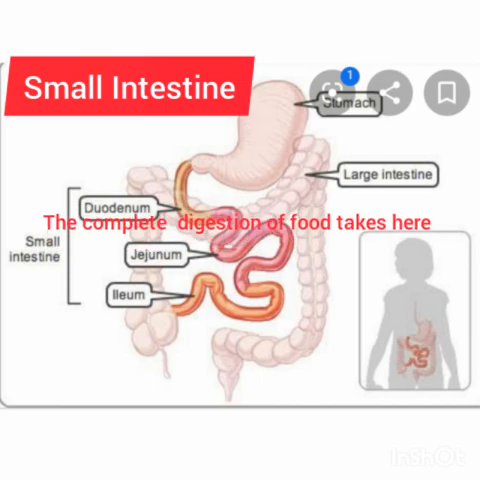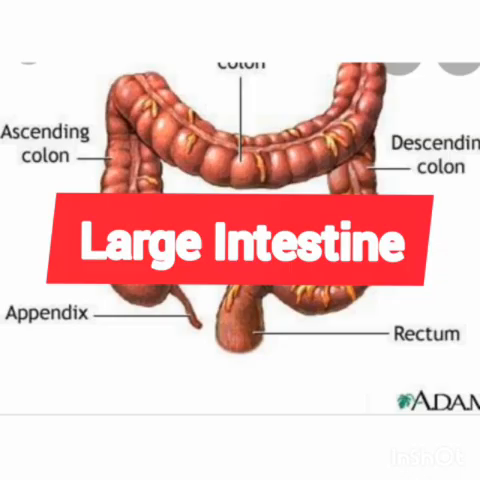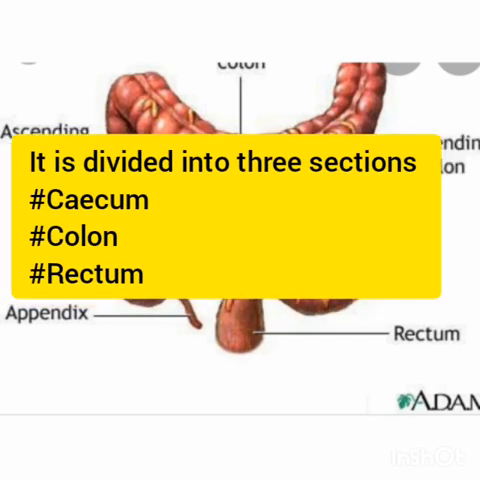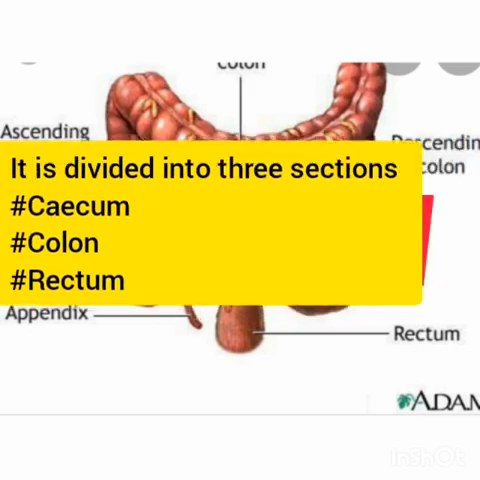Here the complete digestion of food takes place in the large intestine. The ileum opens into the large intestine. It is much shorter and wider than the small intestine. It is divided into the following three regions: cecum, colon and rectum.